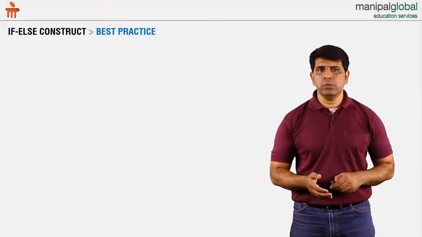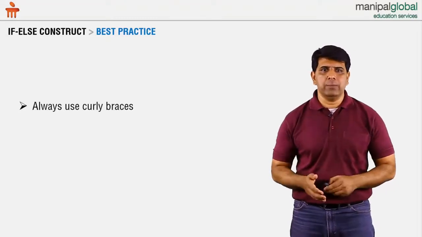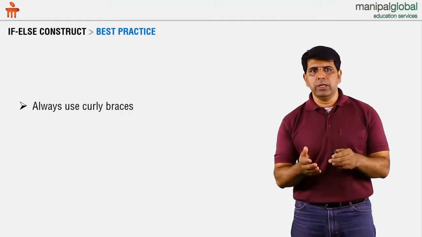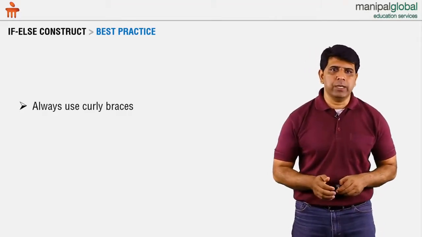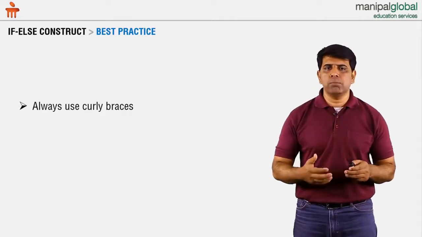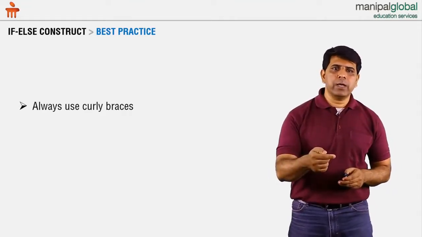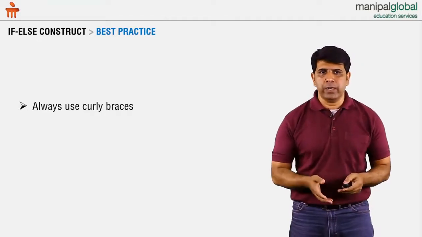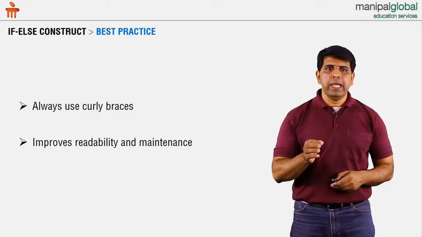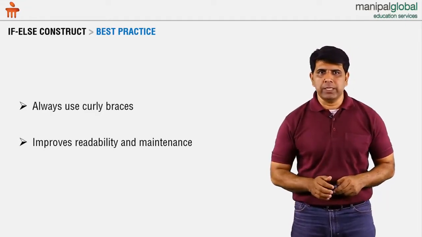So the best practice is to always use curly brackets. This not only enhances the readability but also maintainability. For example, over a period of time, if somebody else is modifying your code, they insert code assuming that it would work for an if condition, and your else will give you a problem. So curly brackets improve readability as well as maintenance.